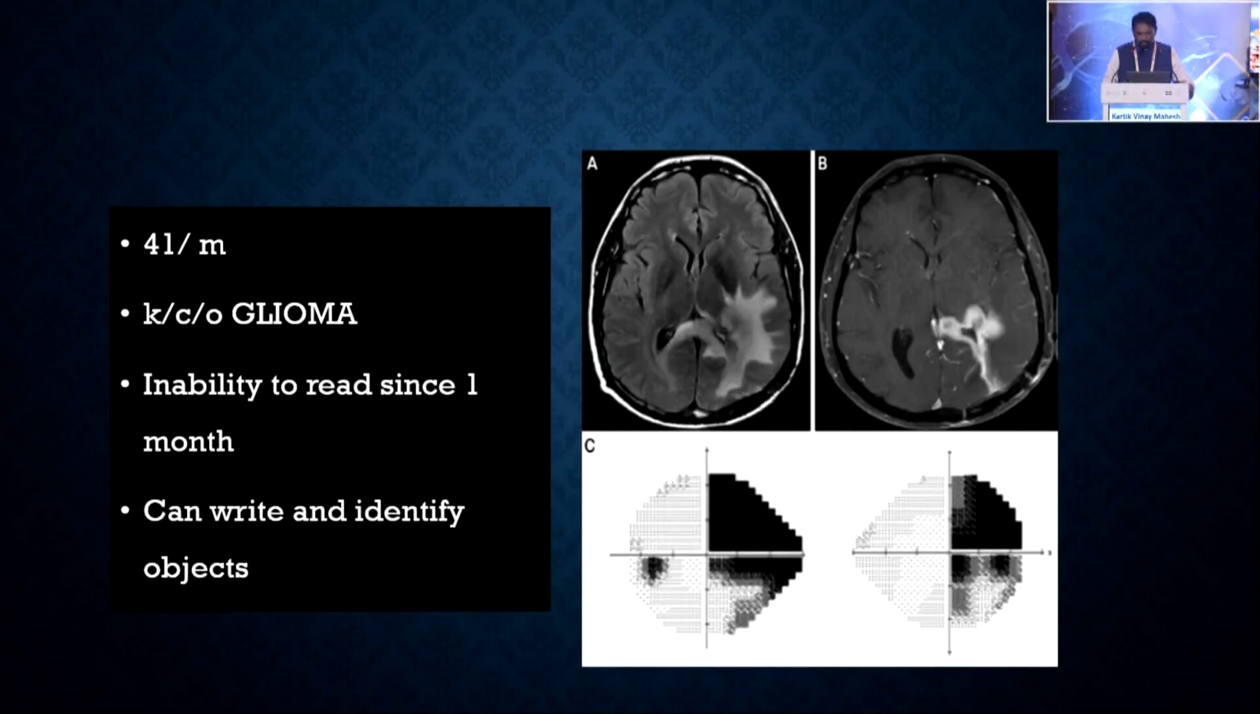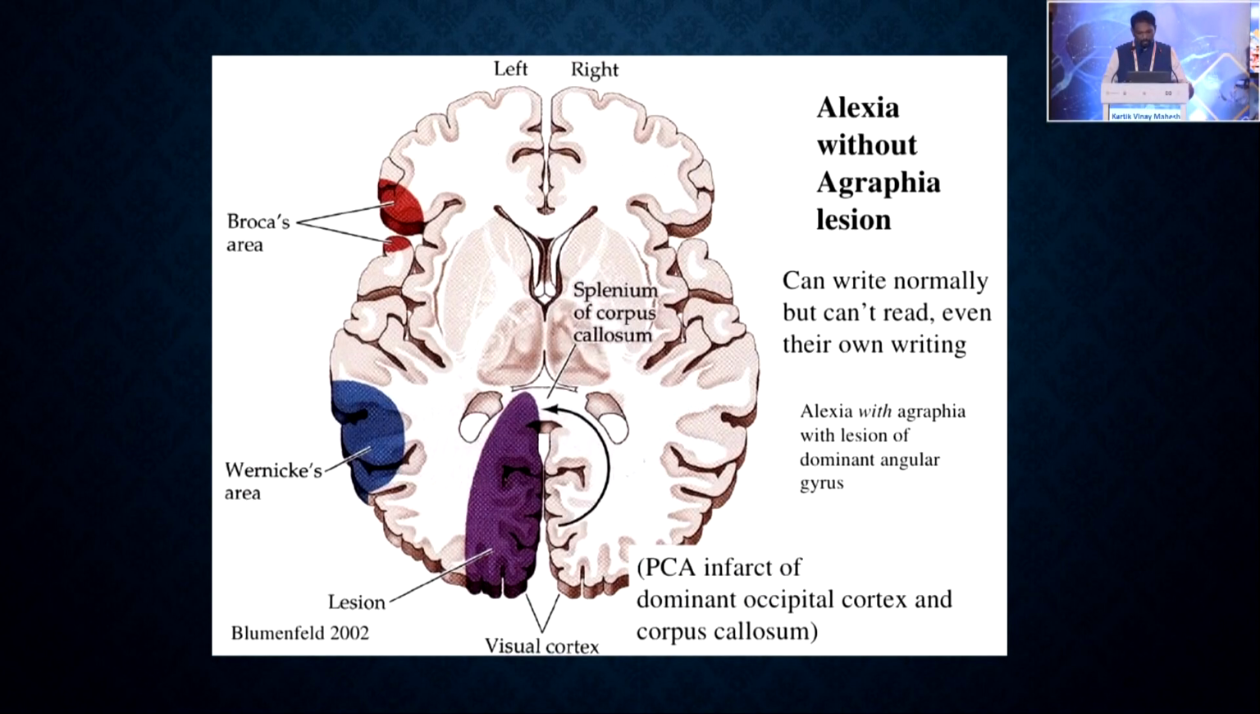I'll not go through this in the short run of time. You have alexia with agraphia, which is classically on the left side, the visual word forming area involvement.